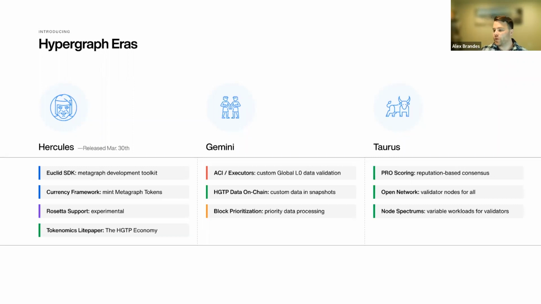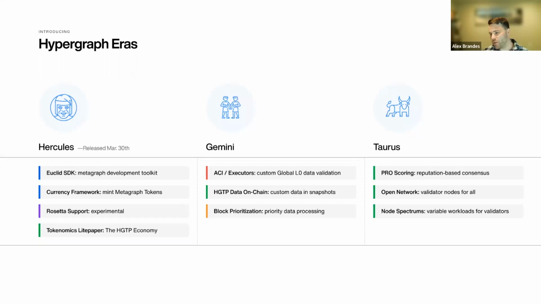So given that previous roadmap, in the meantime, we've already announced through Medium this concept of eras, and this is what we want to use going forward for tracking progress of these protocol milestones. We've broken those up into named eras. Hercules era, we just finished last week: the Euclid SDK, currency framework, this experimental Rosetta support, and then the tokenomics light paper that was released.